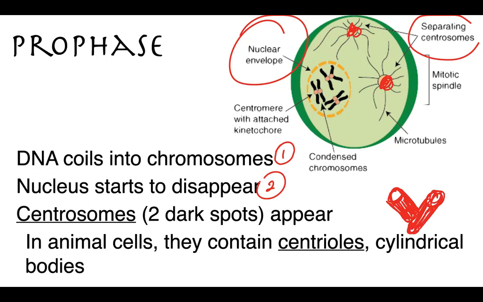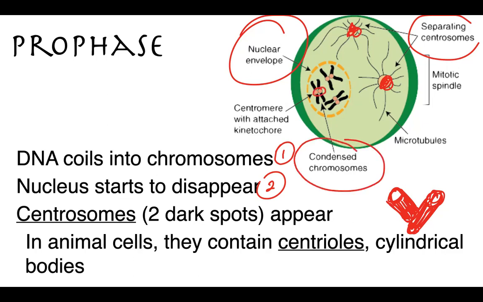Okay, anyway, there are 2 cylinders that are at 90 degrees to each other. Okay, they only exist for animal cells. You do not find centrioles in plant cells, but centrioles in animal cells are part of the centrosomes. Okay, there's again a lot of vocab I'm throwing at you, which is why I wanted to separate yesterday and today. All right, so we have condensed chromosomes.